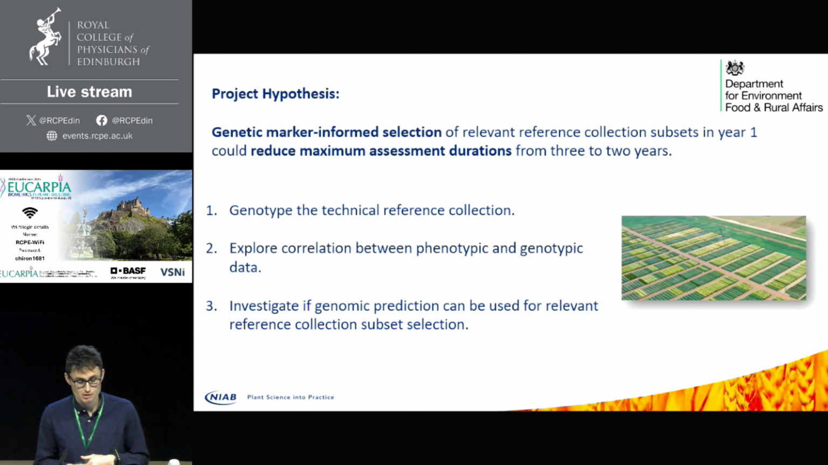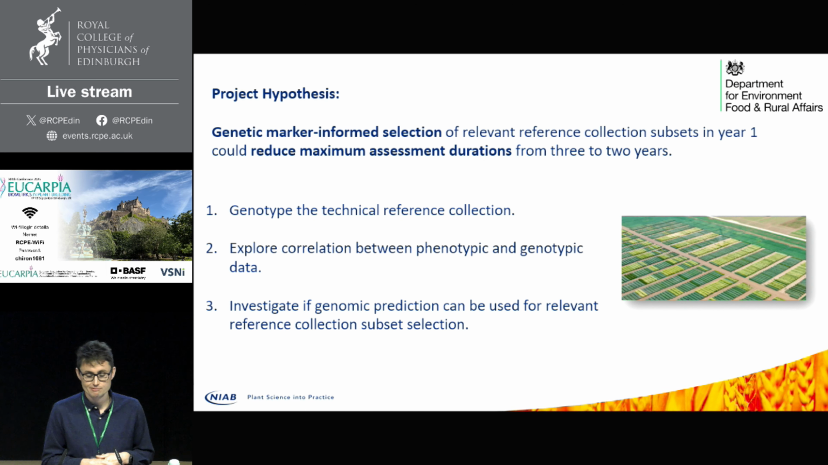There's no genomic marker information really used at the moment. So we had some DEFRA funding to explore how to incorporate genetic marker information. Our proposal was to look at genetic marker-informed selection of relevant reference collection subsets in year 1 to try and reduce the maximum assessment duration from 3 to 2 years. This would allow for the sector to be more responsive and overall breeders can get new varieties out quicker, so it's a benefit to everyone.